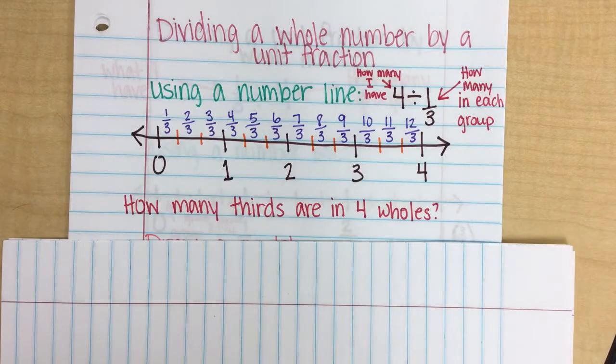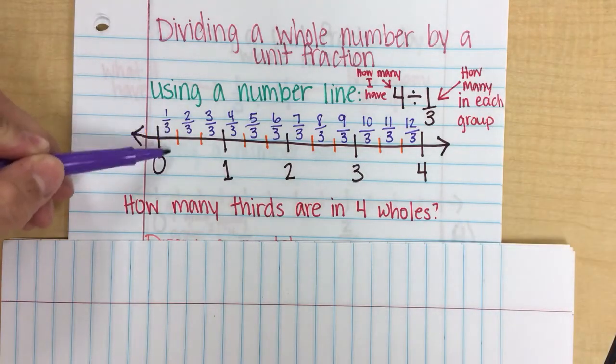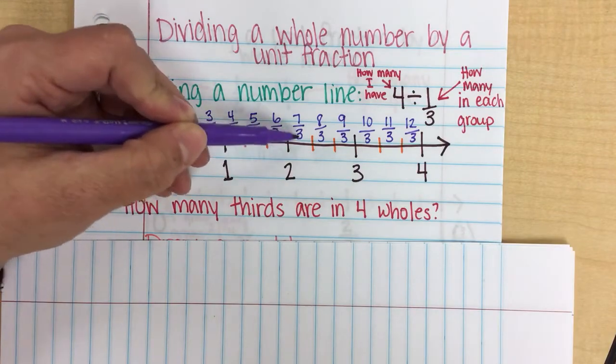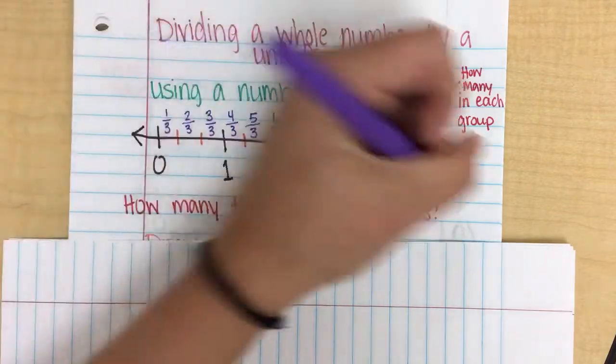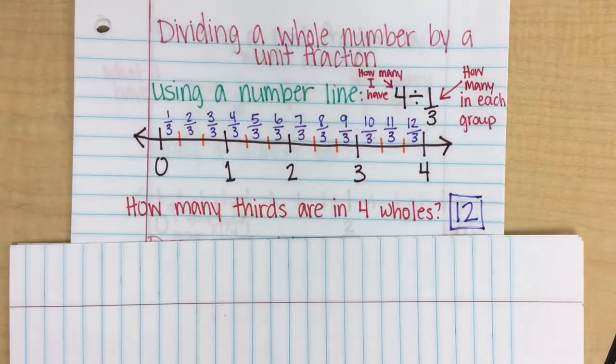So when I'm dividing a whole number by a unit fraction, it's basically asking me, like in this case, 4 divided by 1/3, how many thirds are in 4 whole units. So if I were to count them up, I have 1, 2, 3, 4, 5, 6, 7, 8, 9, 10, 11, 12. So my answer is 12 because there are 12 of those thirds. If I divided that 4 into sections of 1/3, I'd have 12 equal sections.